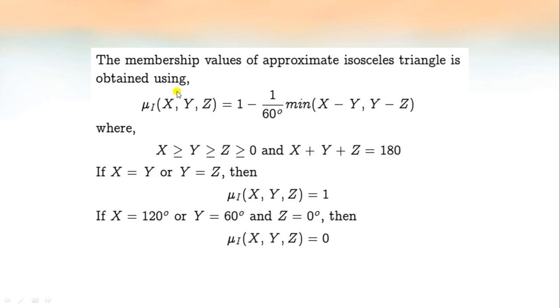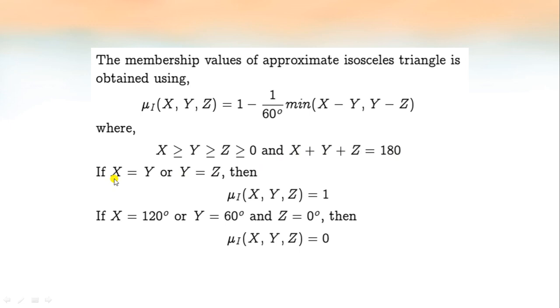How can we define the membership value of an isosceles triangle? Approximately we define it as mu I of x, y, z in terms of the angles. In the case of isosceles, we define it as 1 minus 1 by 60 degrees times the minimum of (x minus y, y minus z), where x is greater than or equal to y, greater than or equal to z, greater than or equal to 0. Also the sum of all the angles is equal to 180 degrees.